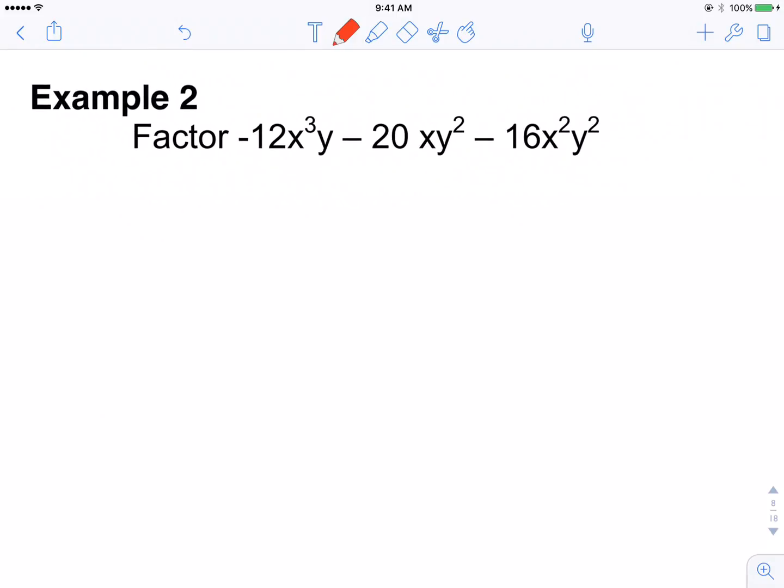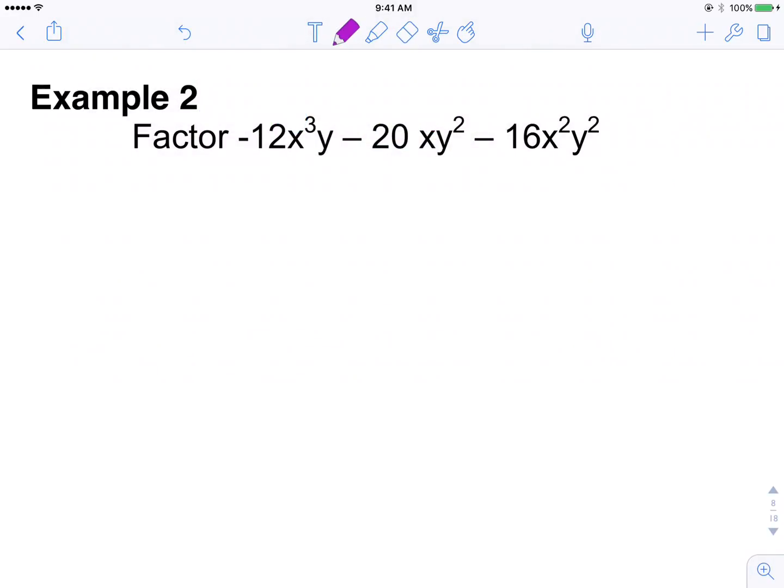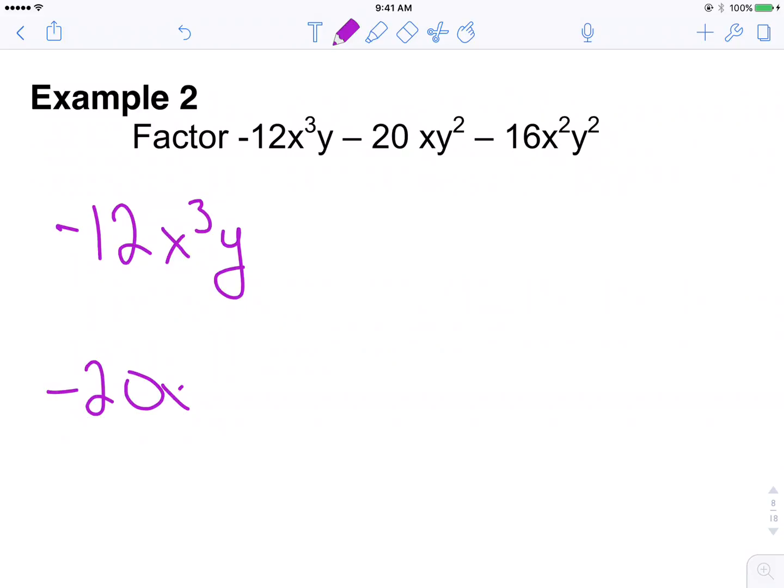Okay? So we take each of our terms: negative 12x cubed y and negative 20xy squared and negative 16x squared y squared.